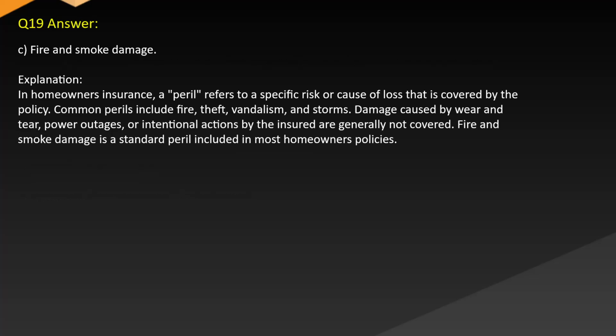Answer: C. Fire and smoke damage. Explanation: in homeowners insurance, peril refers to a specific risk or cause of loss that is covered by the policy. Common perils include fire, theft, vandalism, and storms. Damage caused by wear and tear, power outages, or intentional actions by the insured are generally not covered. Fire and smoke damage is a standard peril included in most homeowners policies.